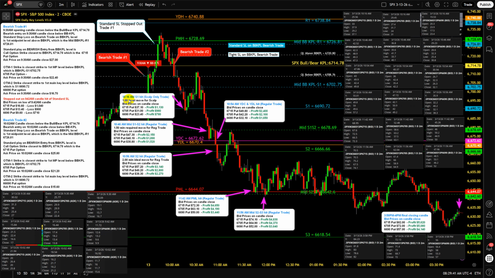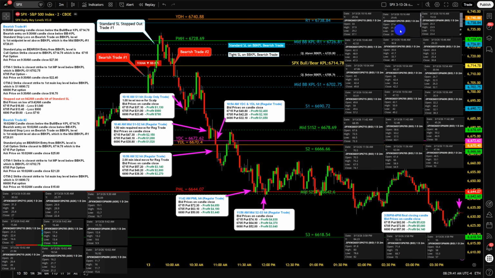Okay, so here we have the 10:16 a.m. candle, the S1 hit. If doing a scalp only trade, this would be your exit for all contracts on a scalp only. We have all the data boxes here progressing through the session. So in the 10:16, we have the bid price of $37.10 on the 67.15. So if only doing a scalp, your profit here is $1,130.